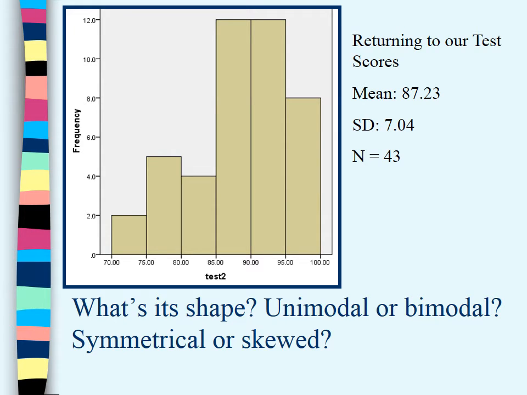In creating a frequency distribution from the original raw data that I gave you on the test scores, we have a mean of 87.23 and a standard deviation of 7.04, and there were 43 test scores. And so in looking at this, it does not really appear to be a normal or unimodal distribution. It looks like we might have a bit of a bimodal, and it is certainly not symmetric. It is positively skewed to the right, which is normally what I see in your test scores as well.